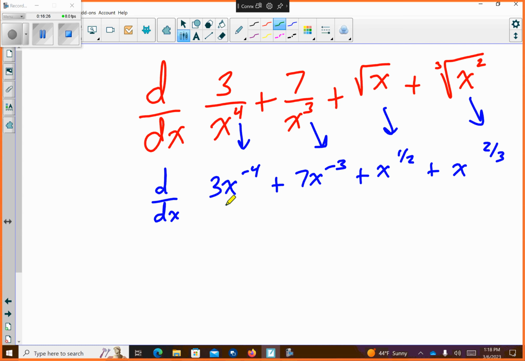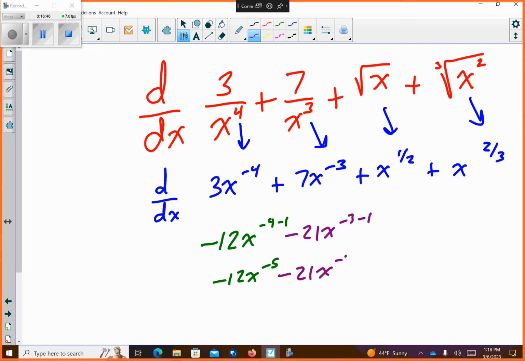All right. This is going to give me negative 12x to the minus 4 minus 1, which gives me negative 12x to the minus 5. The next one gives me minus 21x to the negative 3 minus 1, which is negative 21x to the negative 4.